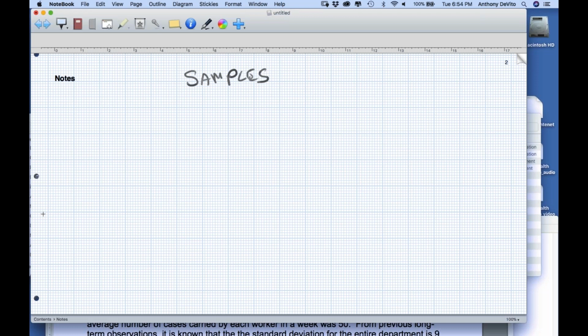Okay. We're taking repeated samples from a population. Those samples all have a uniform size of n. From each one of them, we're going to wind up with a mean x bar, and each one of them is also going to have a standard deviation. But for the time being, we're going to assume that we know the population standard deviation.